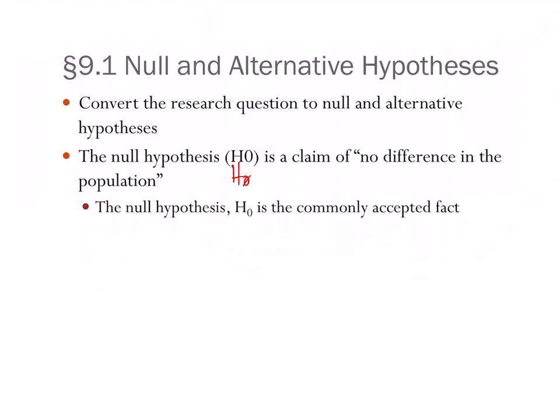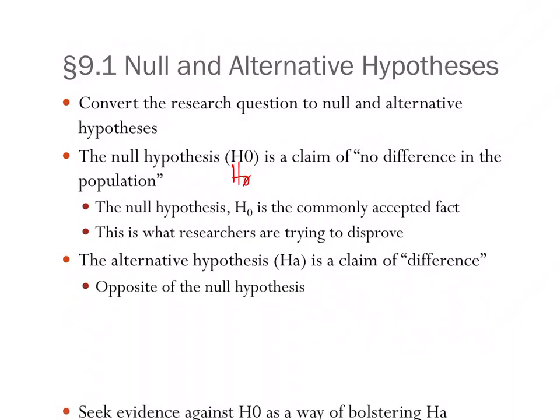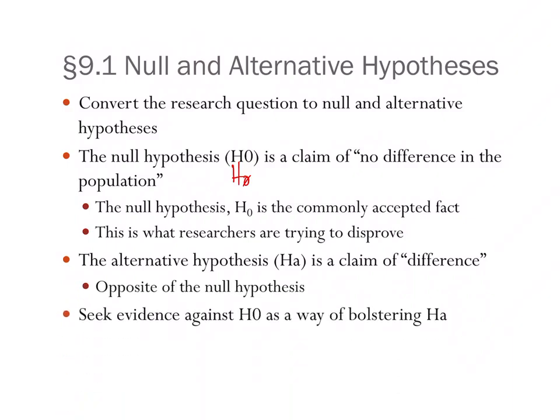The null hypothesis is commonly accepted fact, like I just said. This is what researchers are trying to disprove. The alternative hypothesis, the H subscript A, is the claim of difference. It's the opposite of the null hypothesis. It seeks evidence against the null as a way of bolstering the alternative hypothesis.